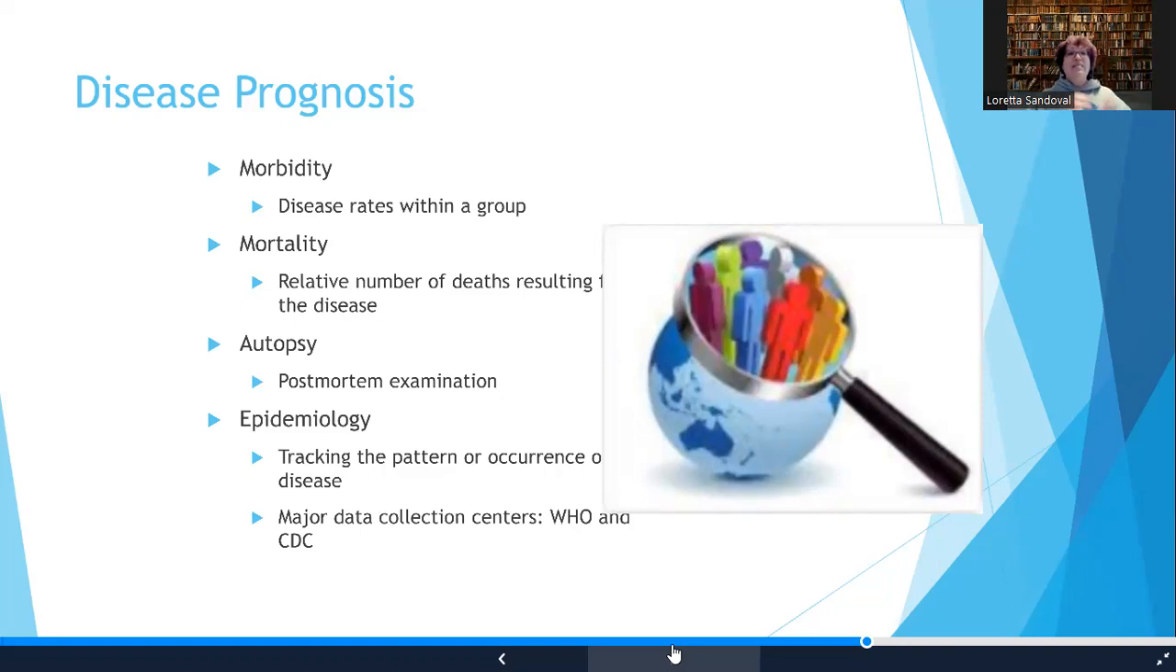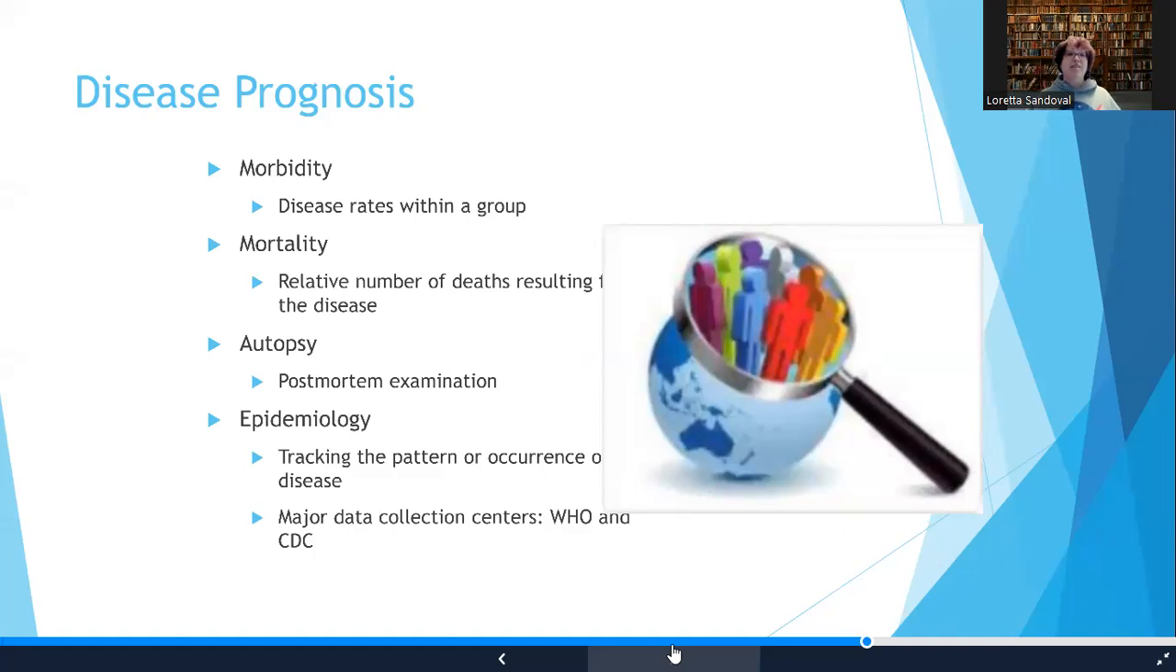Mortality is the relative number of deaths resulting from the disease. So there are some diseases where a lot of times they'll talk about the mortality rate of a disease. So how likely is it to kill you? Low percentages are better, of course.